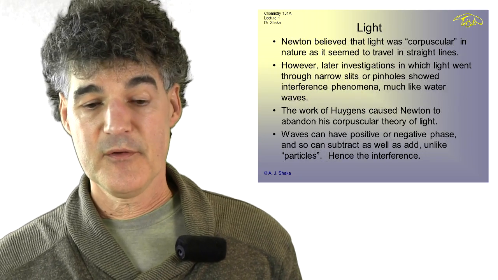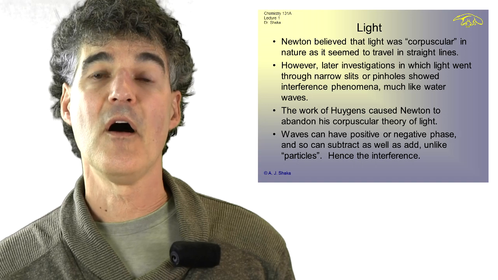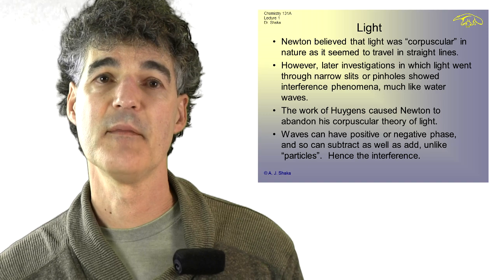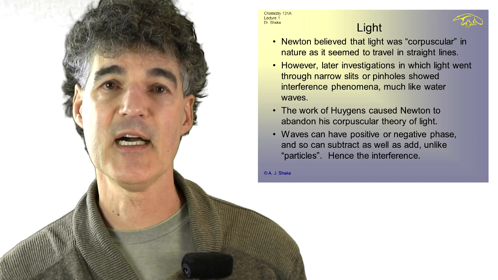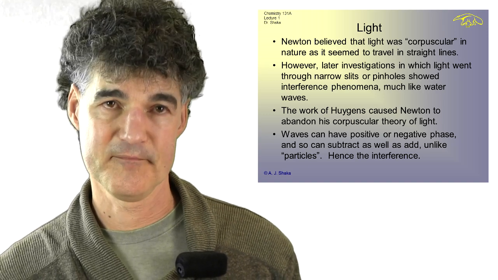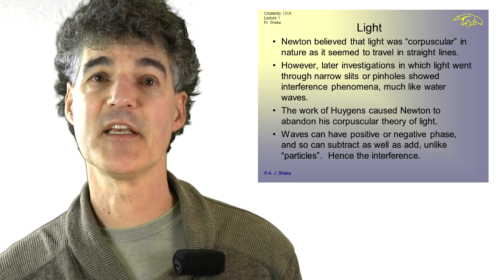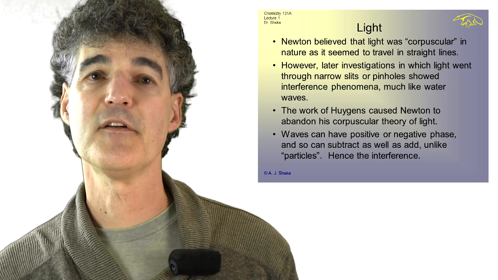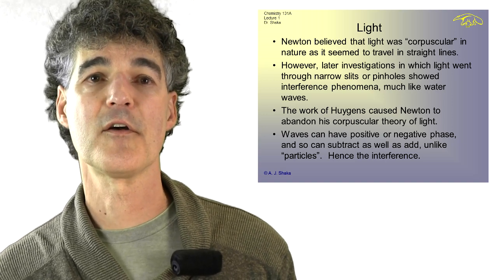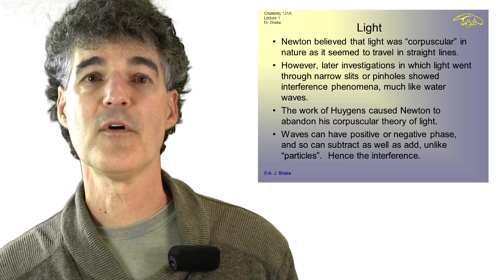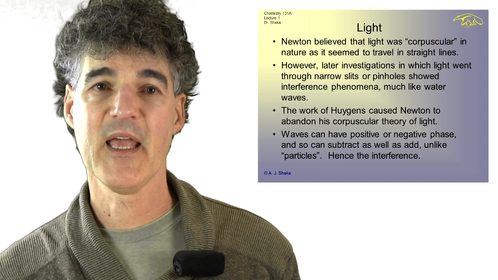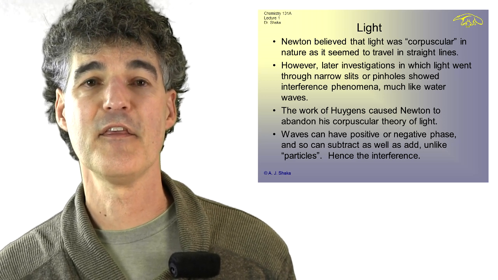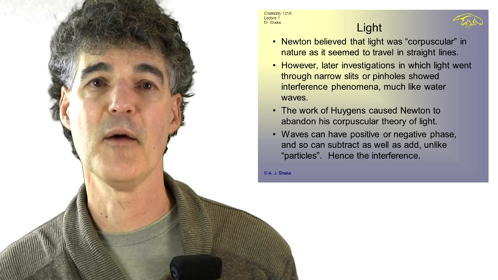Light, Newton actually believed that light also had a currency, that there was a minimum amount, that light was corpuscular, because light seemed to travel in straight lines, just like a bullet fired from a gun. But later investigations in which light went through narrow slits, or pinholes, showed interference phenomena, very much like water waves. And so the work of Huygens caused Newton really to abandon his corpuscular theory of light, because it didn't seem like that theory could explain this kind of wave phenomena.